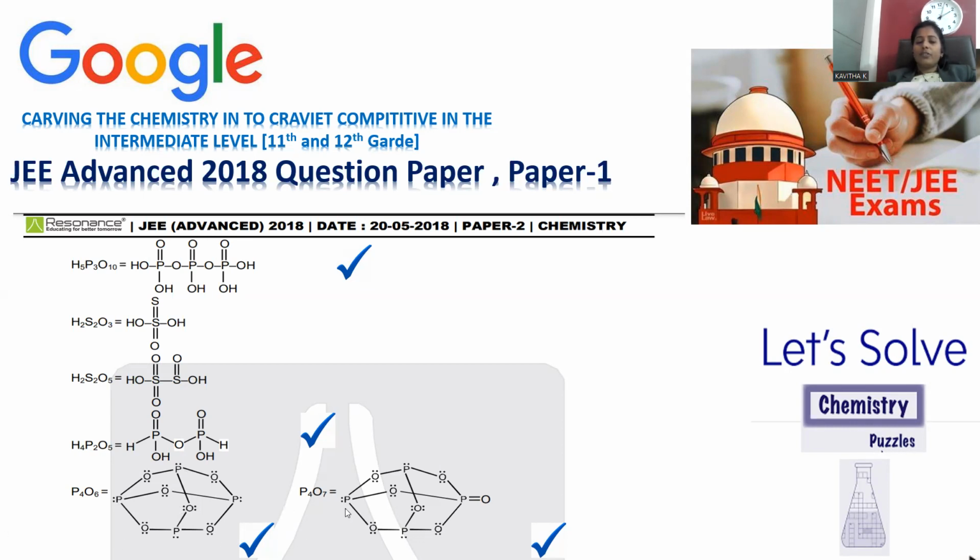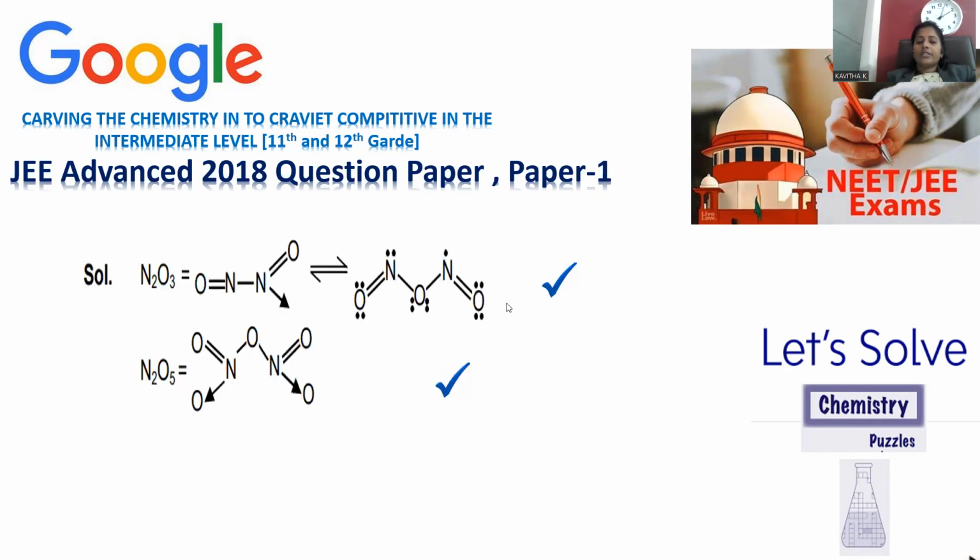If you go with P4O7, P4O6, P4O7, what difference can you find? Only one oxygen is extra, that is double bond O. So except this double bond O, rest all will be the bridgehead oxygens only, so we can put the right mark here as well. So these many you can find, let me count 1, 2, 3, 4, 5, 6.